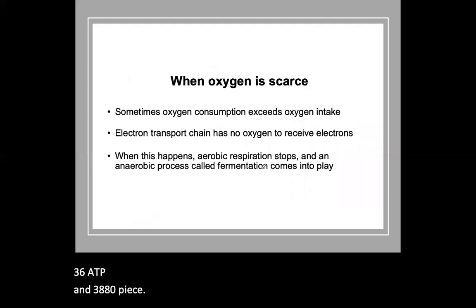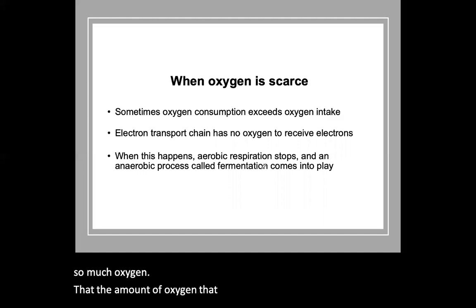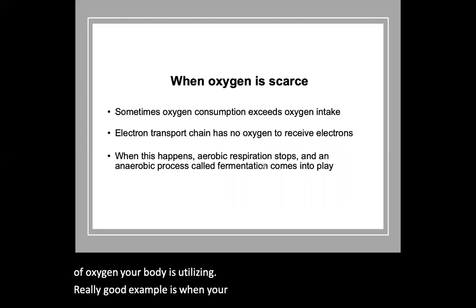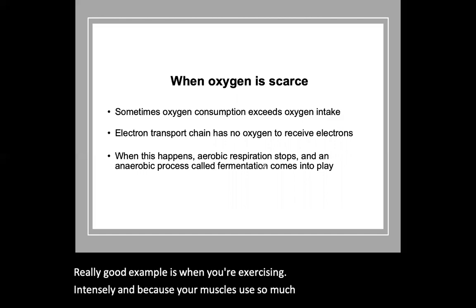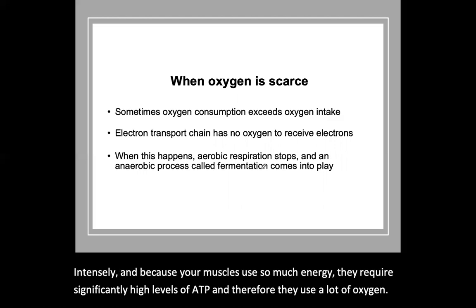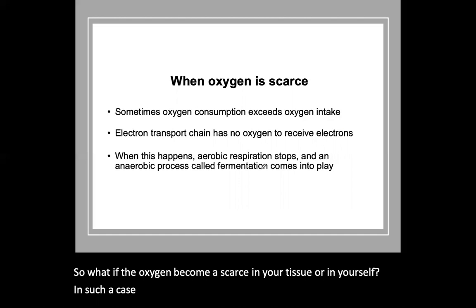Now, next question. There are scenarios where your body may have used so much oxygen that the amount of oxygen that is coming in is not equal to the amount of oxygen your body is utilizing. Really good example is when you're exercising intensely, and because your muscles use so much energy, they require significantly high levels of ATP, and therefore they use a lot of oxygen. So what if the oxygen becomes scarce in your tissue or in your cell? In such a case, your electron transport chain, which produces those 36 ATPs, will shut down.